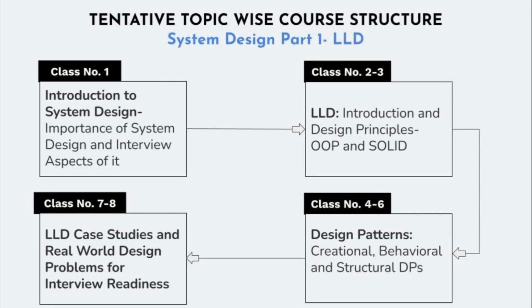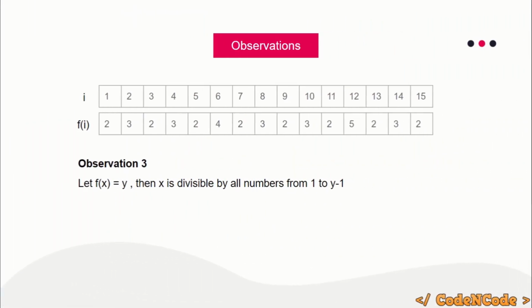So let's get back to our lecture. At this point, we have seen observation 1 and 2. Let's go for observation 3. Now, observation 3 is a simple one.